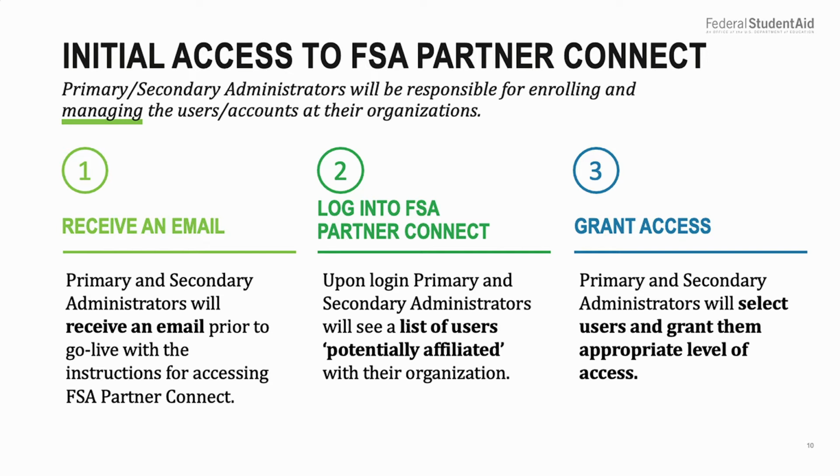The established administrators will also be able to review the list of users identified as potentially affiliated with their organizations. These are the users that are currently enrolled for access to CPS, COD, and/or NSLDS at your organizations. You will be able to review the list of users and either grant them access to the Partner Connect or determine that they do not need access. If a user is not initially granted access, you can always add their access later if needed. Granting and removing users access to the Partner Connect will not impact access to other FSA systems.